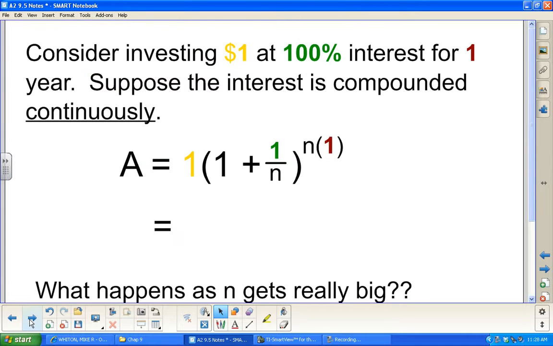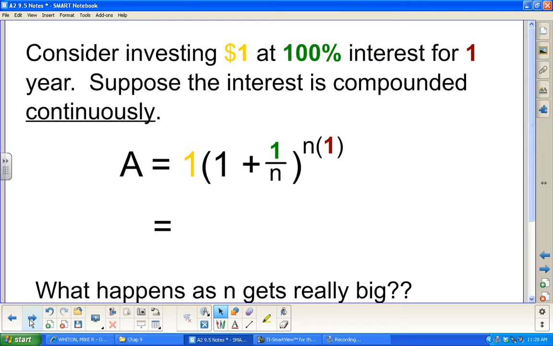All right, so let's consider investing $1 at 100% interest for 1 year. I'm just making up some hypotheticals here. And let's say that the interest is compounded continuously. Okay, this is different. This is not monthly or daily. This is going to be constantly. So let's see how that changes things.